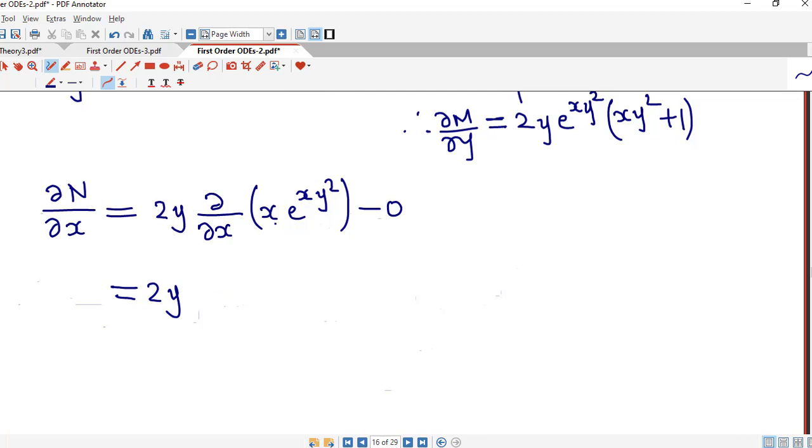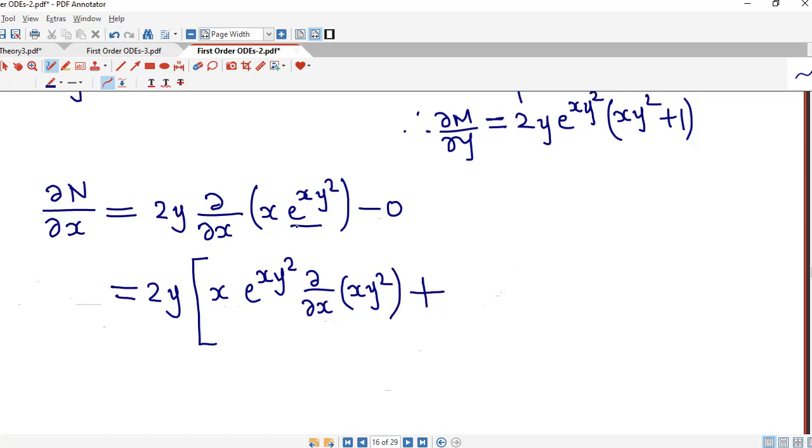First we differentiate e raised to xy square with respect to x. So we consider x in the product, and the derivative of e raised to xy square is e raised to xy square, and we have to apply the chain rule. We have to differentiate xy square with respect to x. Now we differentiate x with respect to x, so the derivative of x is 1 and e raised to xy square as it is.